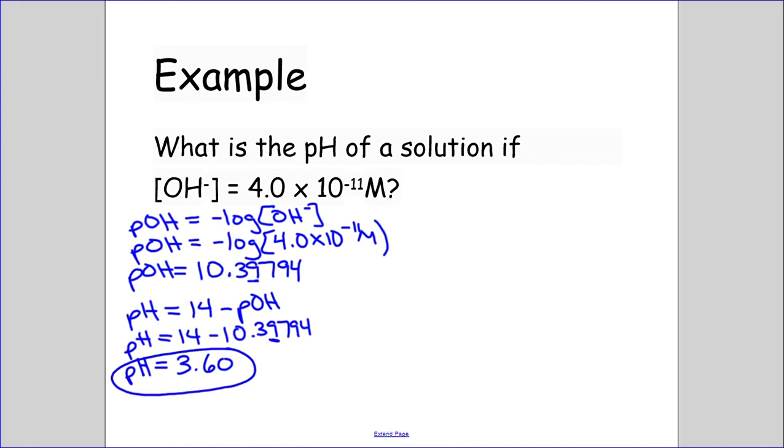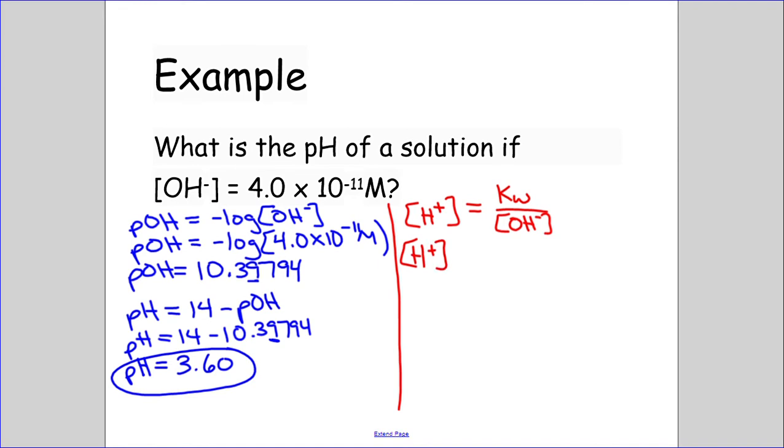But what if we tried it the other way? So both should work out here. If I try this the other way and I go left first and then up, I've got my formula to find the hydrogen ion concentration, and that's Kw over my hydroxide ion concentration. Kw is 1.0 times 10 to the negative 14, and my hydroxide ion concentration is 4.0 times 10 to the negative 11.